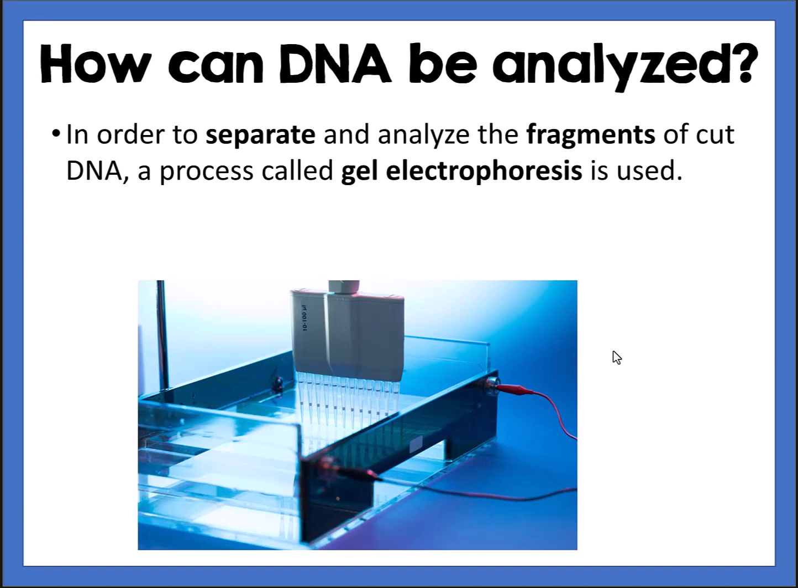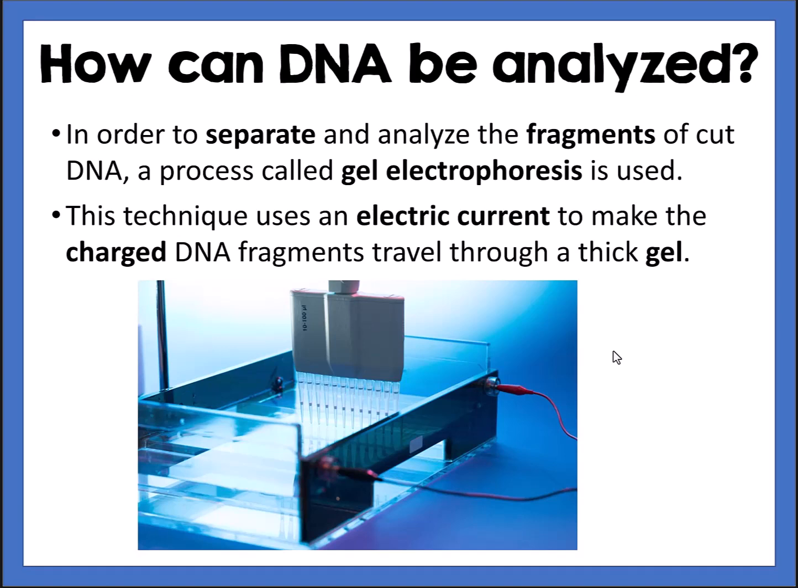In order to separate and analyze the fragments of cut DNA, a process called gel electrophoresis is used. And this technique uses an electric current to make charged DNA fragments travel through a thick gel. So here you can see the gel electrophoresis chamber, and the gel is this thick, clear substance in the middle. And these are pipettes full of pieces of DNA that are then loaded into little wells in the gel.